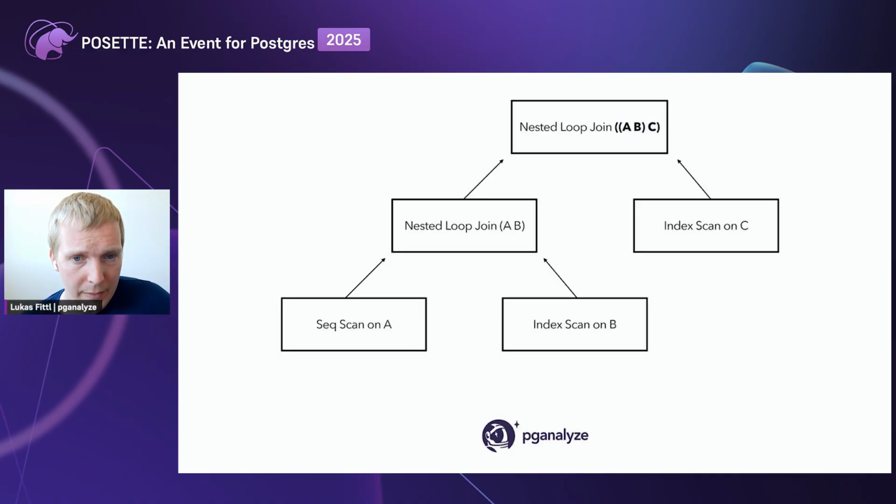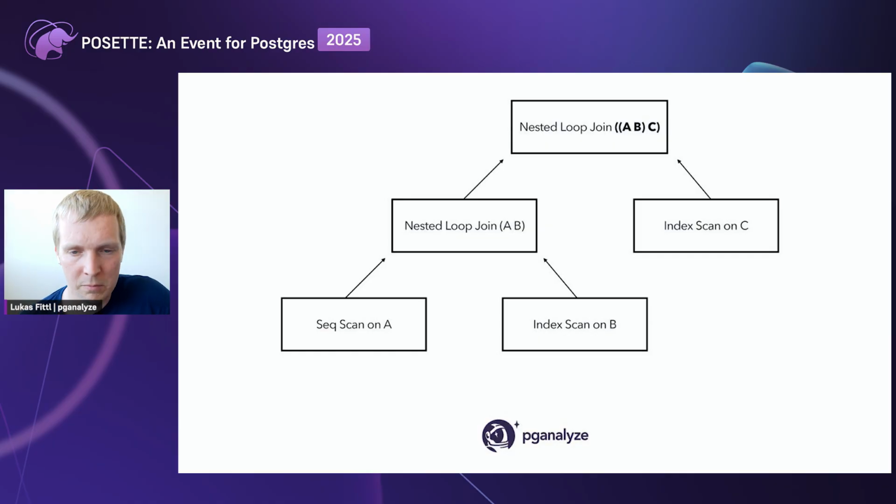Oftentimes, joins are more complicated, right? So in this case, maybe we join the result of that A and B join with another table C, and then it becomes ABC as a join. This here is what we call the join order. So in this case, the join order is ABC. We can also turn this around.